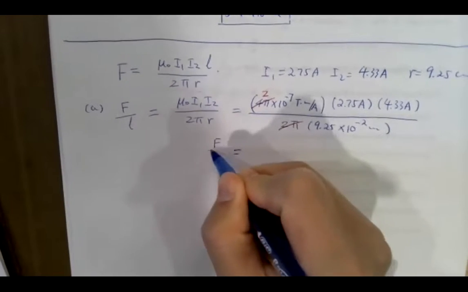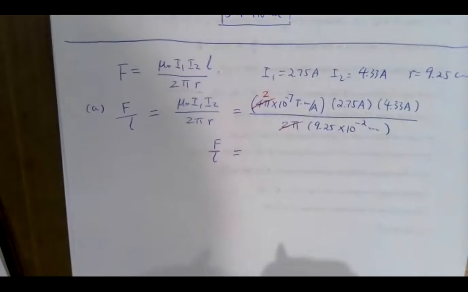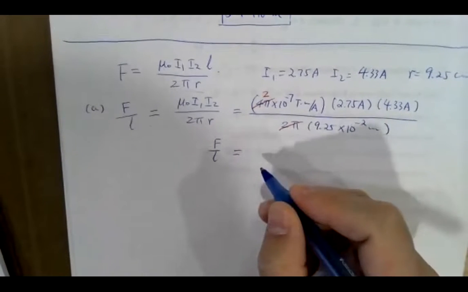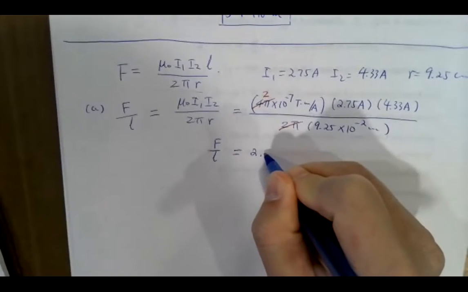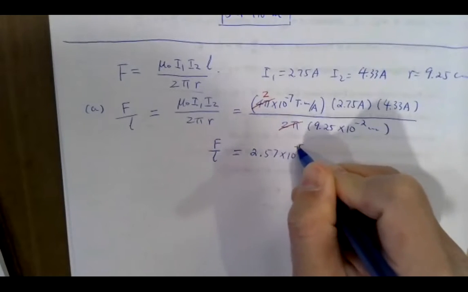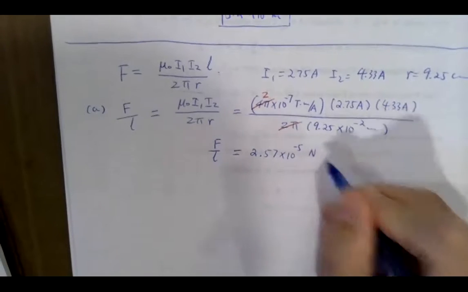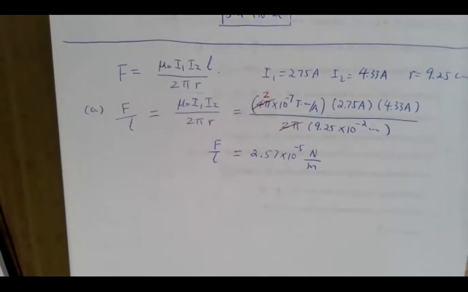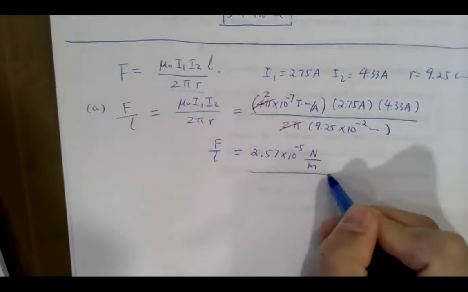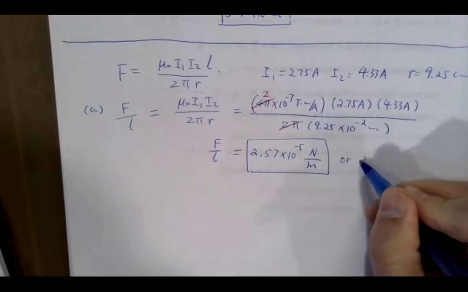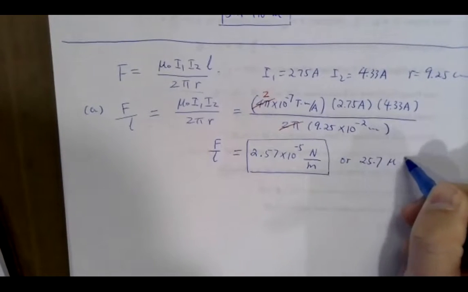So this will give you the force per unit length to be, I think I got 2.57 times 10 to the minus 5. I would have newtons per meter for my unit because it's force per unit length. Or you can say this is 25.7 micronewtons per meter.